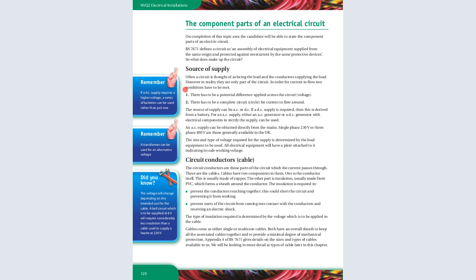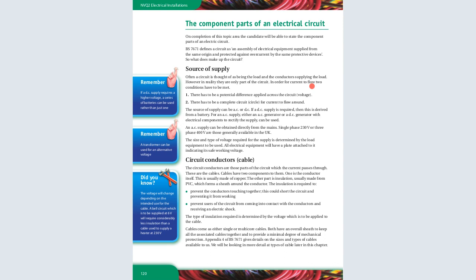So one of the components of an electrical circuit that we have to know is the source of supply. Often a circuit is thought of as being a load and a conductor supplying the load. So the circuit is just the load and the conductors that are supplying the load. The load, for example, of a circuit is an iron box or a computer. And the conductors that are supplying the load are the cables. So that is a circuit.